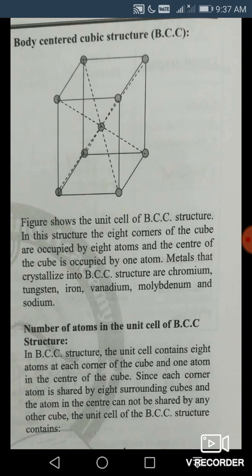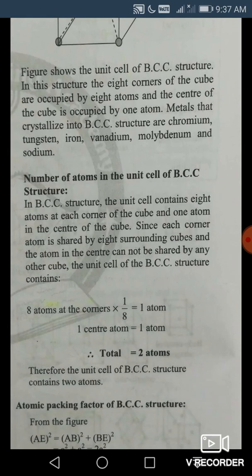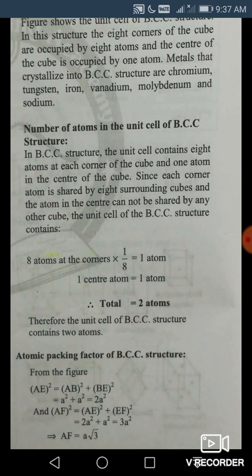The 8 corner atoms each contribute 1/8 of an atom to the unit cell. That means 8 into 1 by 8, which is equal to 1 atom, plus 1 body center atom. That means there are 2 atoms in the unit cell. So that is how the BCC, body centered cubic, structure is.